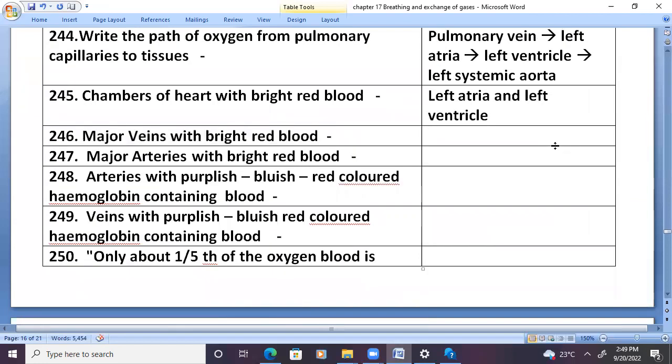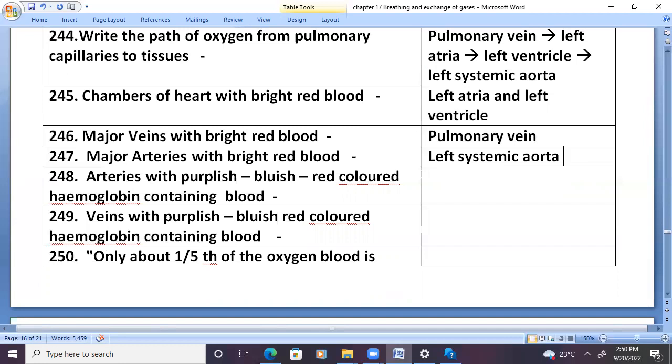Major veins with bright red blood. That means the oxygenated blood from the lungs is carried by the pulmonary vein. That's why the pulmonary veins have bright red blood. Major arteries with bright red blood: we are talking about the left systemic aorta, which is supplying blood to the body parts. From the left ventricle, the left systemic aorta gets carried over.